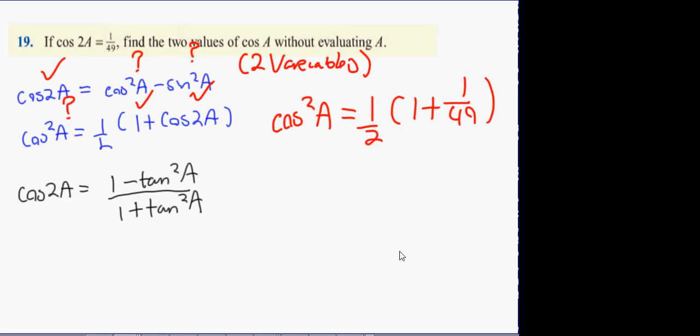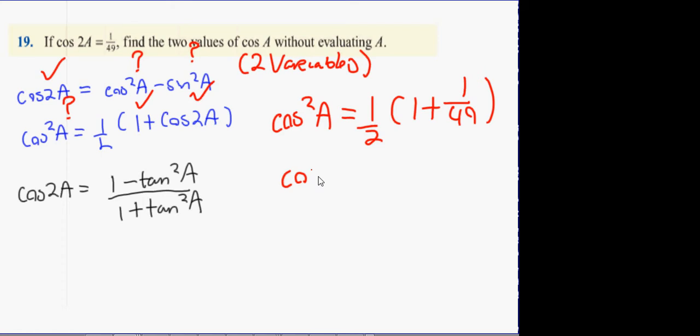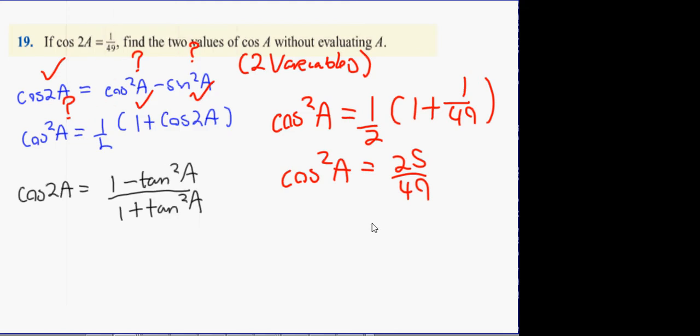Now, I'm going to put all that into the calculator. So I'm going to get a half bracket 1 plus 1 over 49. Let the calculator do an awful lot of the work where possible. What do you get? 25 over 49? Yeah. Now, cos squared a equals 25 over 49. And that will also equal, square root it, 5 over 7, right? Now guys, cos a equals 5 over 7.